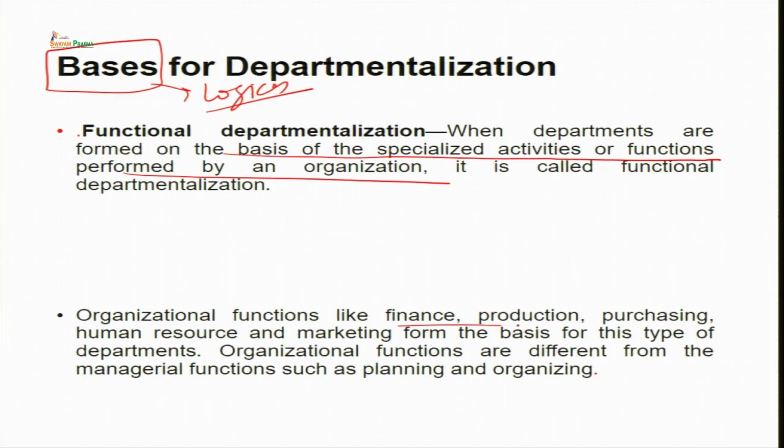Organizational functions, we have already discussed, on the basis of this type of department. Functions are different from managerial functions such as planning and organizing. You all know it very well. Planning, organizing, staffing, directing are the managerial functions. So the functional departments are traditional and they are the most common form of departmentalization. Traditional basis, you can say, of forming the departments in organization. It is also one of the most logical ways to organize the departments.